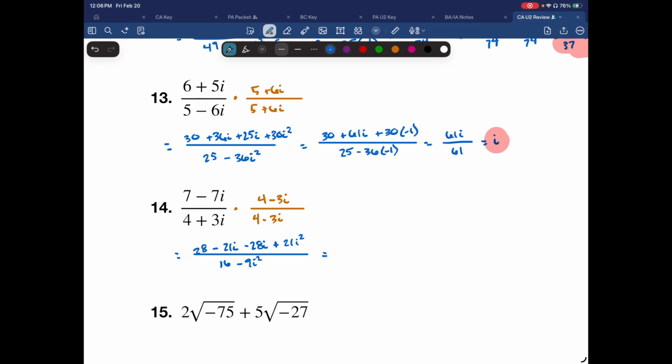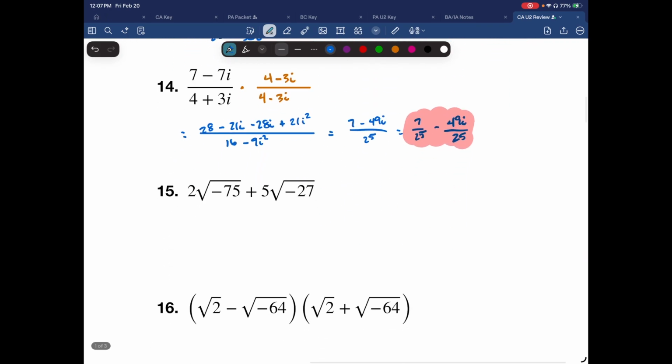We've done enough of these at this point to know that i squared is negative 1. So 28 minus 21 is going to be 7. Negative 21i and negative 28i is going to be minus 49i. And then 16 plus 9 is going to be 25. So all I do here is I'm just going to separate. So I got 7 over 25 minus 49i over 25. All right, there's nothing I can take out that would simplify that, so I just separate it.